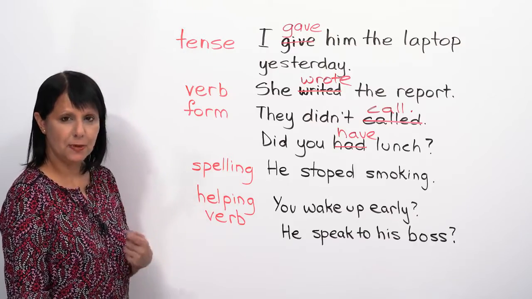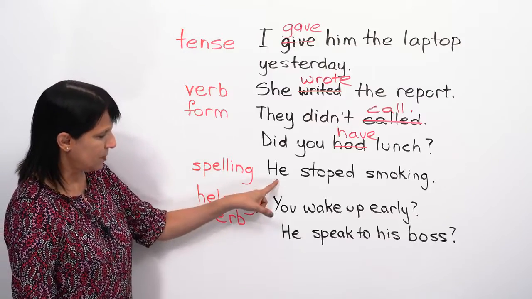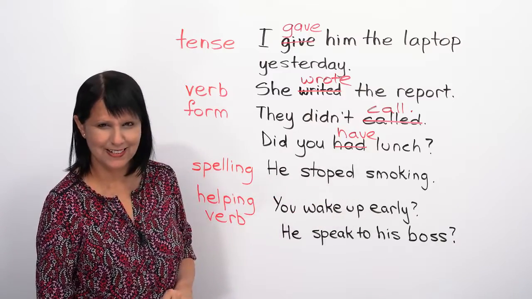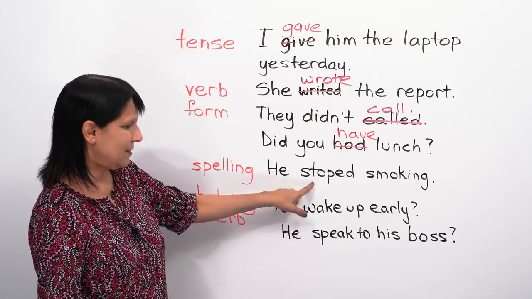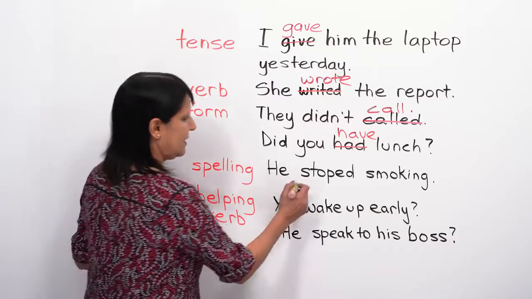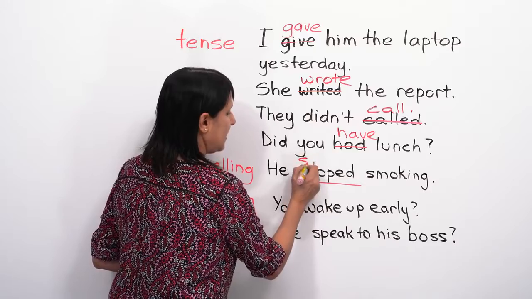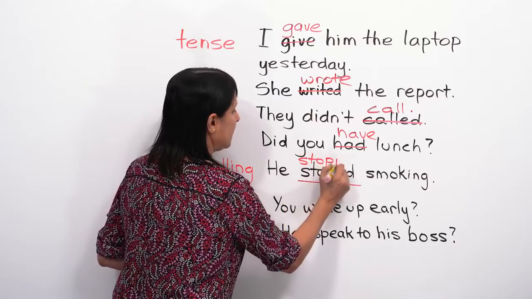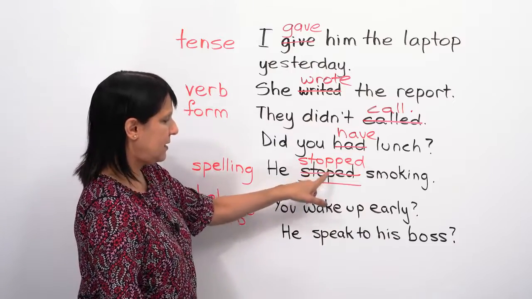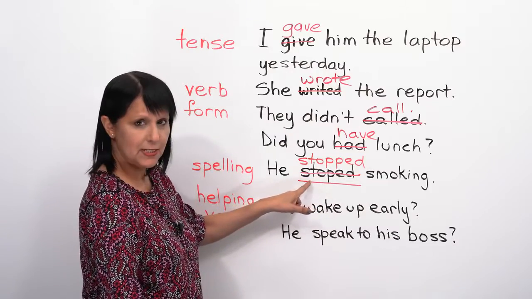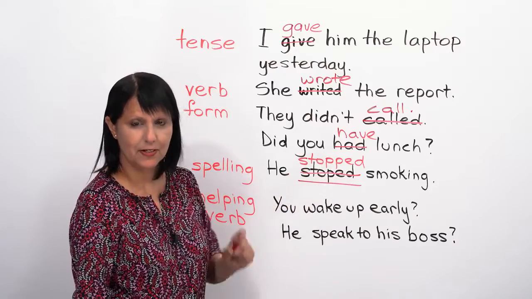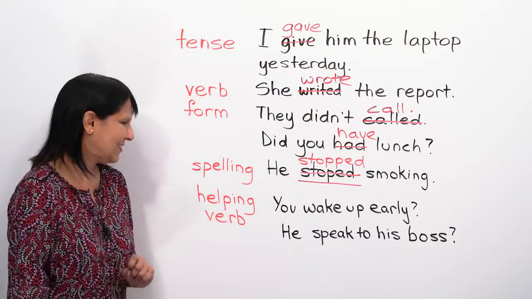Sometimes the mistake is in spelling. For example, this person wrote, "he stoped smoking." So here, what did we need to do? Do you remember when we learned about the spelling? This should be, he stopped smoking, okay? Because we had consonant, vowel, consonant for stop, and then we need to double the last letter and add ed, all right? Good.